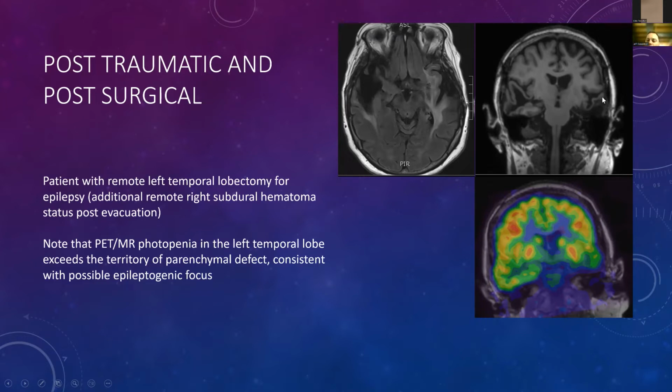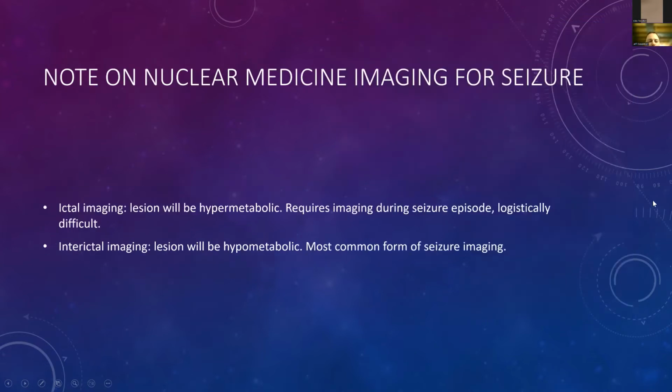When you go to the PET-MR, it's not just the area of encephalomalacia that you have here, but a larger territory of photopenia. In seizure disorders, the photopenic region on the interictal scans tends to be the locus of hypometabolism, which is much more suspect to be cortex that can be epileptogenic.